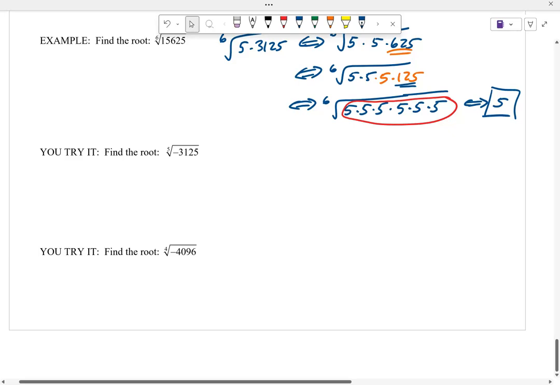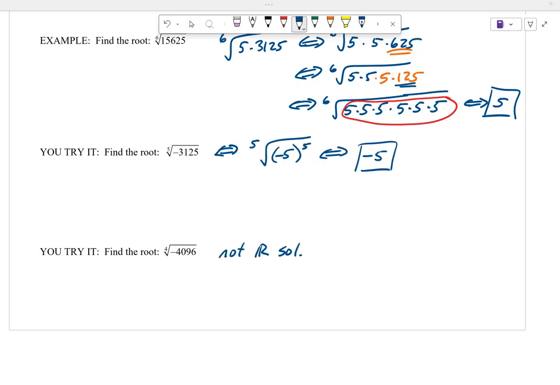Go ahead and try those last two. Hopefully you recognize that negative 3125 is negative 5 to the 5th, right? So I do have 5 of a kind. So the 5th root of negative 3125 ends up being negative 5. The 4th root of negative 4096, you can't take an even root of a negative number. Not a real solution. Now, 8 to the 4th is 4096, and negative 8 to the 4th is a positive 4096. But there's no way I can get a negative 4096 because I'm going to 4th power, right? So again, that's why that doesn't work there.